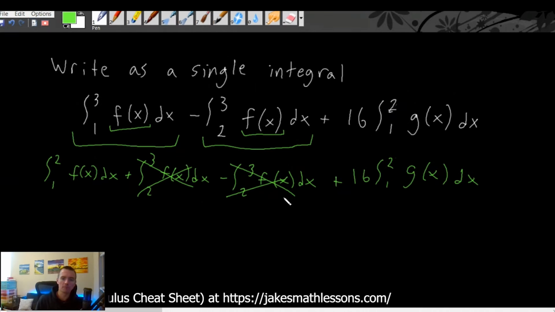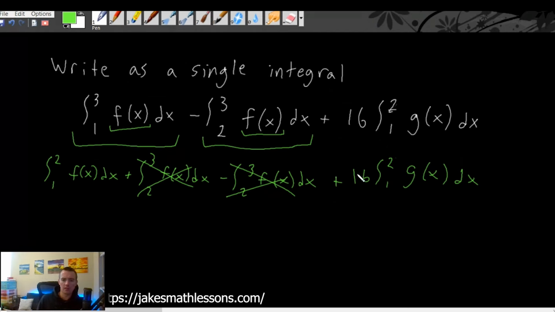Wrote the problem down wrong. All right, there we go. So now that we have this integral here, let's think about this last piece that we had over here first.